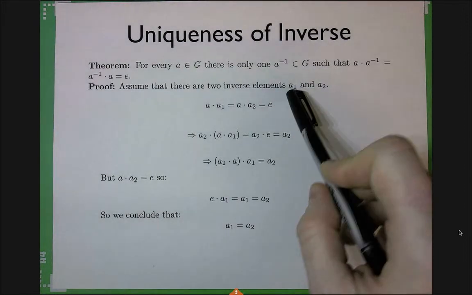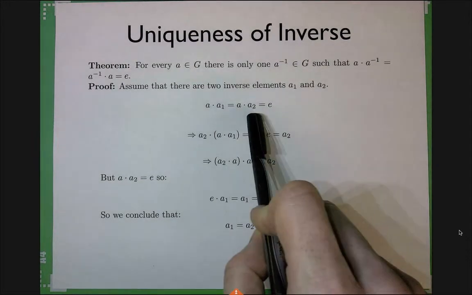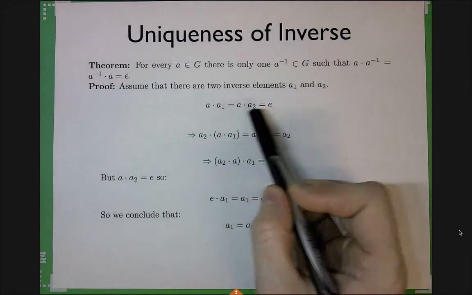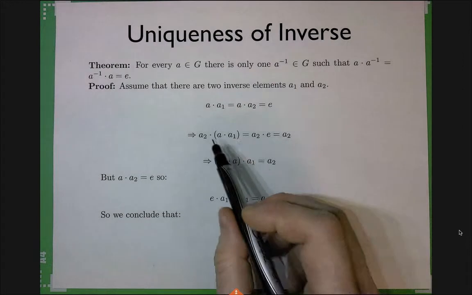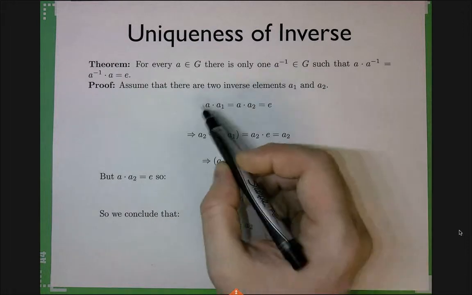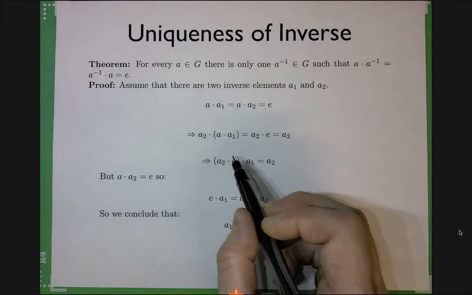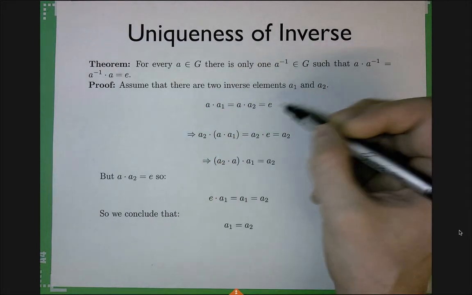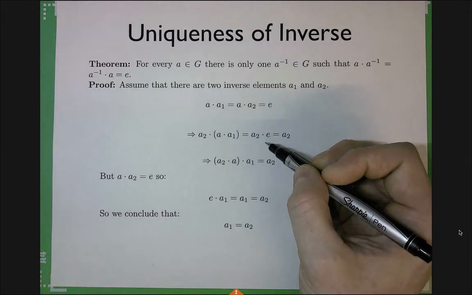So again, we will assume that there are actually two inverse elements, right? So that both A1 and A2 are inverse of A, right? So it means A dot A1 is the same as A dot A2, and it's the identity. Now I can multiply this whole thing with A2, right? Again, you probably can see what's coming, the associativity trick. So this is just A2 dot A times A1 is identity. So it's A2 times identity, which is just A2 because E was identity, right?